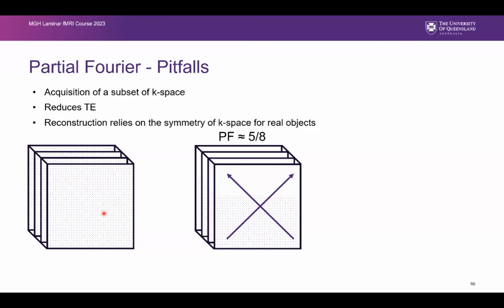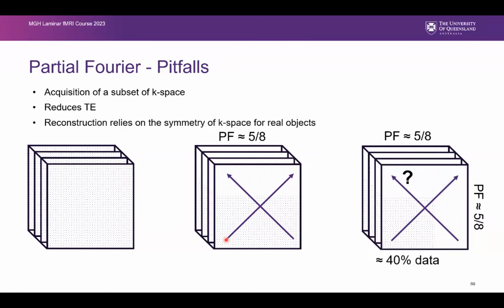So here we have our full 3D k-space, and if you do partial Fourier 5/8, we're still acquiring 5/8 of the k-space, and because it's in theory a real object, the k-space is symmetric along the diagonals. The object is not really real. There's motion, there are RF effects, there's all kinds of things going on, but it's a good approximation.